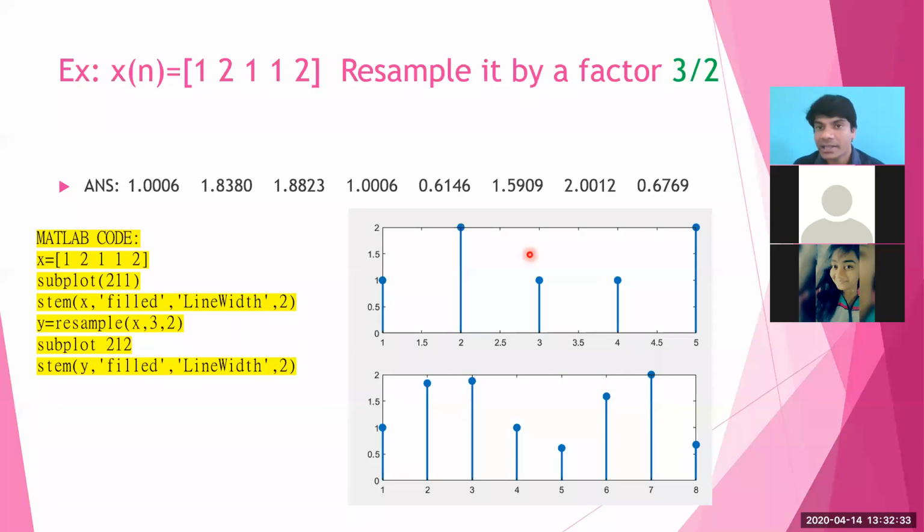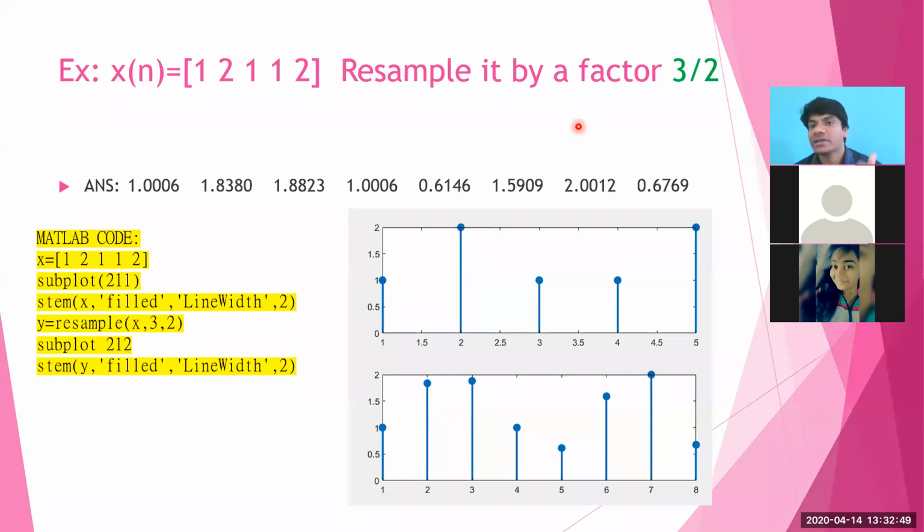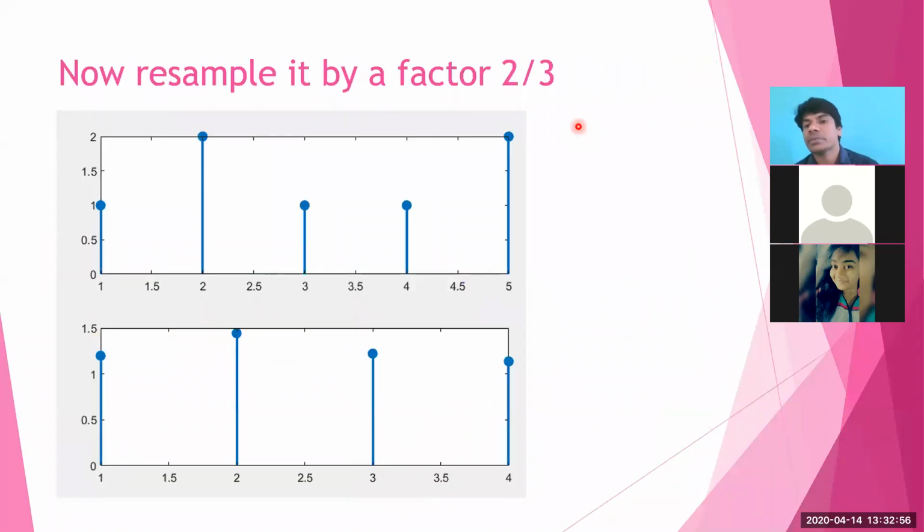Now let's look at another example. Here, same sequence, I have just reversed the factor. Now it is being resampled by a factor of 2 by 3. So in the first example, the net effect is upsampling. As you can see, there are more samples than the input signal. In the second example, the net effect is decimation or downsampling. There are fewer samples than the original sequence.